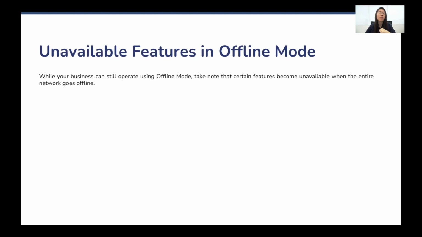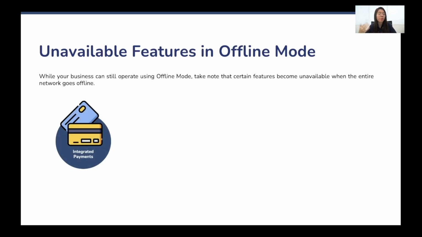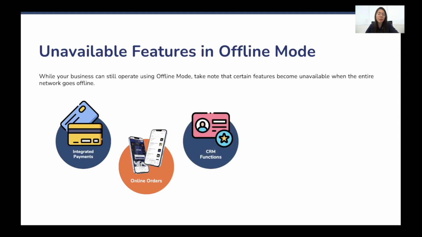While your business can continue to operate using our offline mode, it is important to take note that certain features will become unavailable when the entire network goes offline. These include integrated payments such as credit card payments, online orders including dine-in scan to order or pick-up and delivery orders from the branded online store, Eats365 and third-party CRM functions, meaning no associating members with orders, no points earning or spending, and no credit top-up.